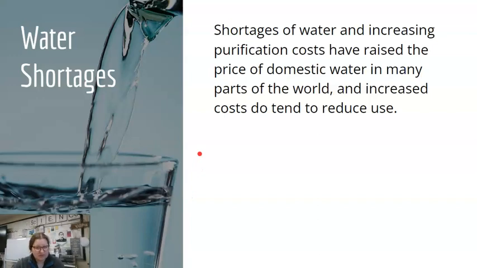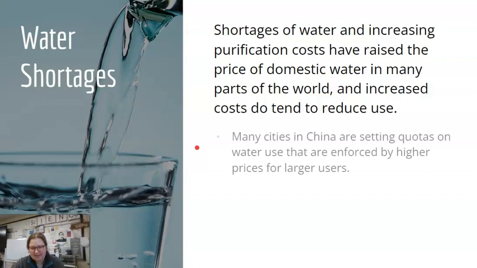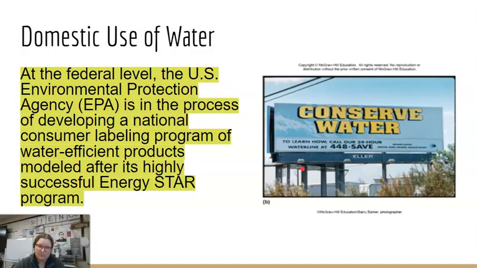When we have shortages of water, shortages and increasing purification costs have raised the price of domestic water in many parts of the world, and increased costs do tend to reduce use. You are less likely to use things if they're more expensive. Many cities in China are setting quotas on water use that are enforced by higher prices for larger users. So if you use more, you pay more.